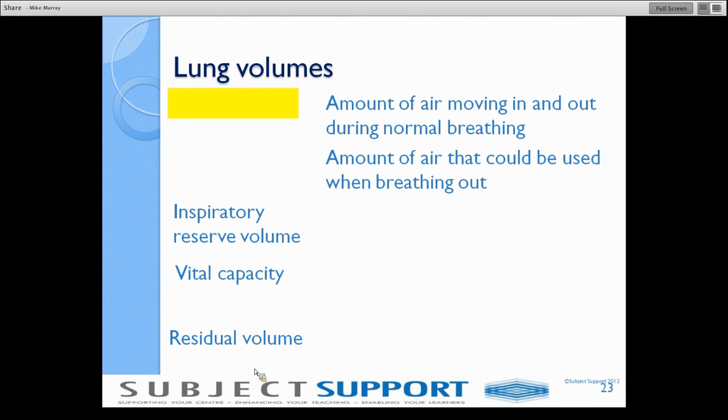What's the name given to the lung volume that is the amount of air moving in and out during normal breathing? Write it in the space where that yellow block is. Underneath that, what's the lung volume called that described by the amount of air that could be used when breathing out? And then for the inspiratory reserve volume, the vital capacity and residual volume, please give a definition. And I'll give you a minute to do that.